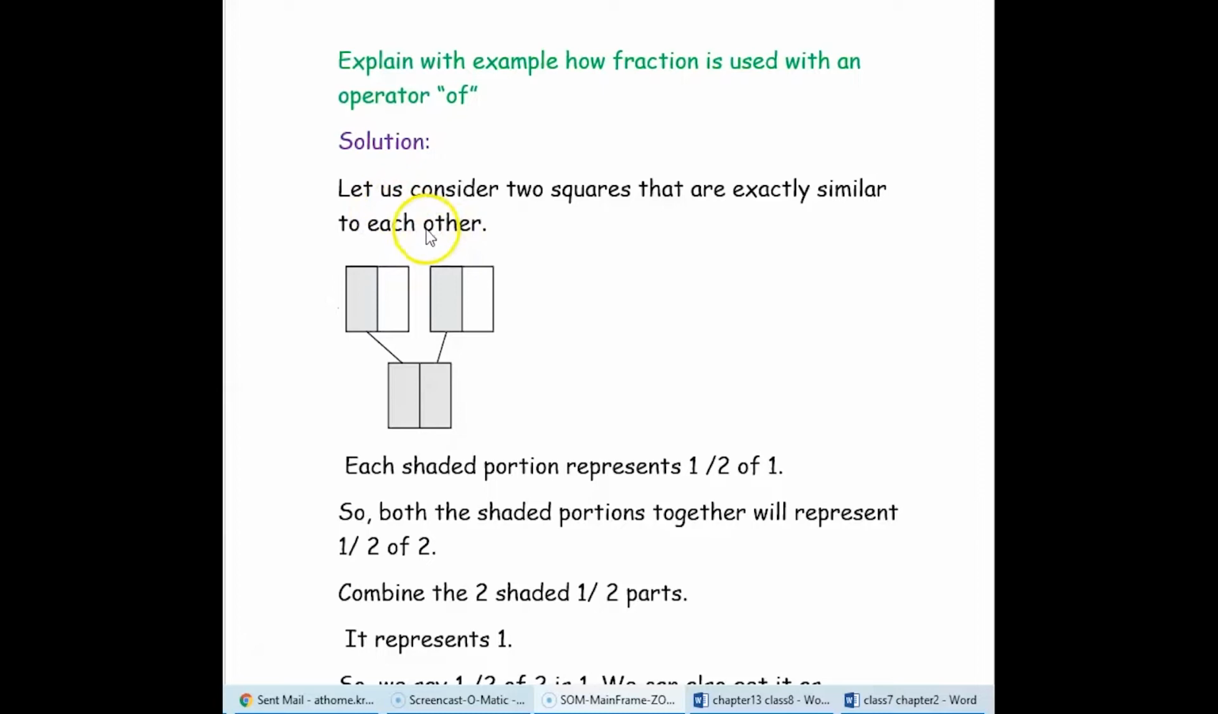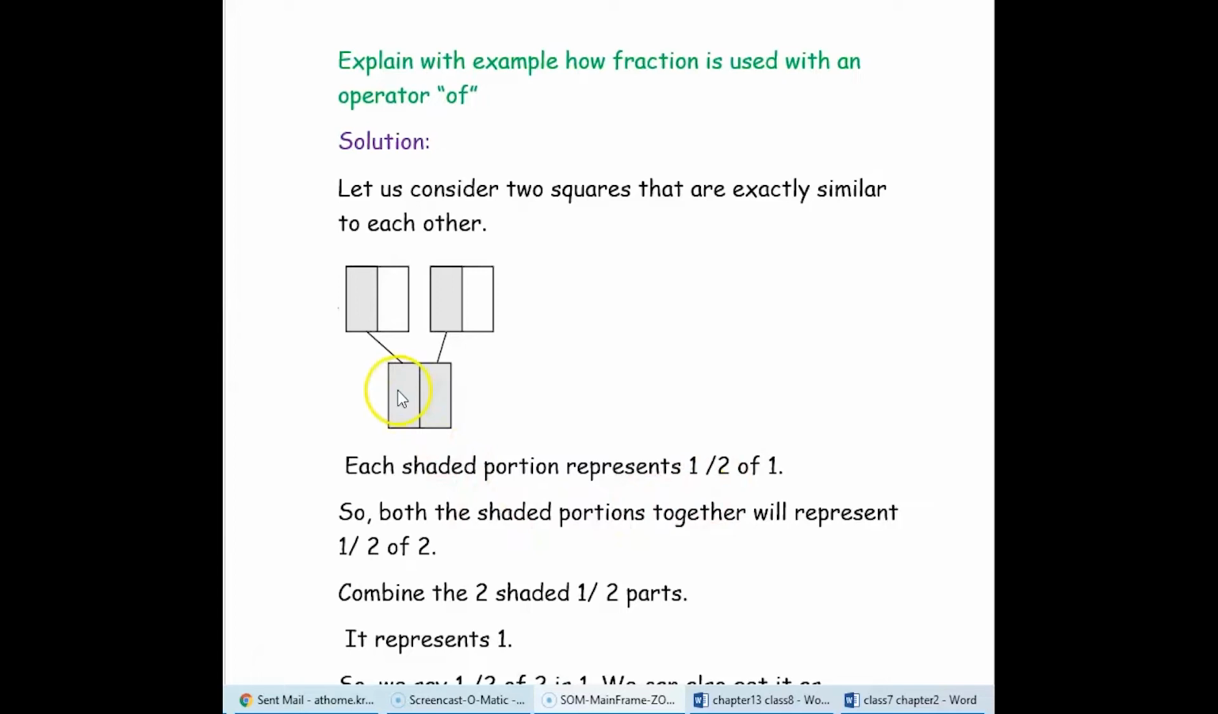Now, let's consider two squares that are exactly similar to each other. I have shown two squares here. They are similar to each other. So, each shaded portion represents 1 by 2 of 1. That is, we have two parts, and out of these two parts, one part is shaded in both the squares. So, we can write that as 1 divided by 2.